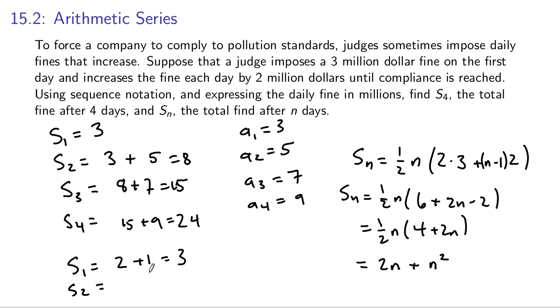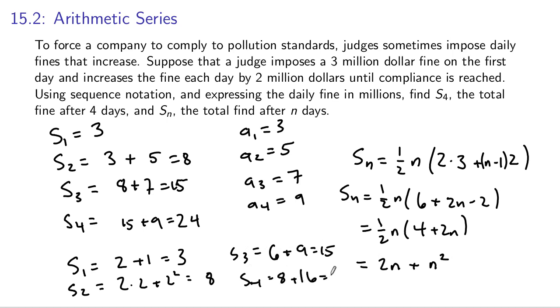Put in 2, we would get 2 times 2 plus 2 squared, which is 8. Put in 3, we get 2 times 3 is 6, plus 3 squared is 9, gives us 15. Put in 4, we see 2 times 4 is 8, plus 4 squared is 16, is 24. So you can see it matches what we found here. So for our first part of the question, the answer is 24, which is S4.